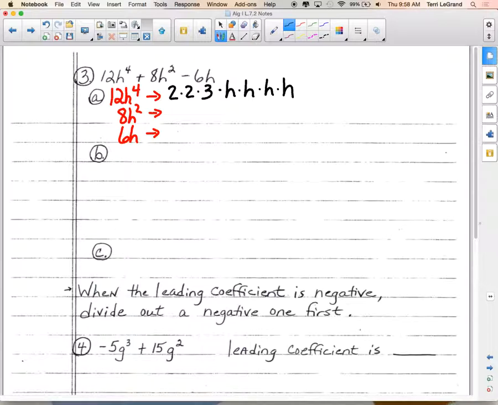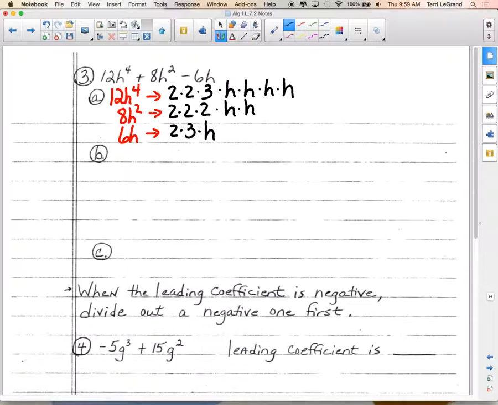8h squared. What are the prime factors for 8? 2 times 2 times 2 times 2? Or is it just three 2's, right? Three 2's, and then 2 factors of h. How about 6, what are the prime factors for 6? 2 times 3, and then we have that 1 factor of h.